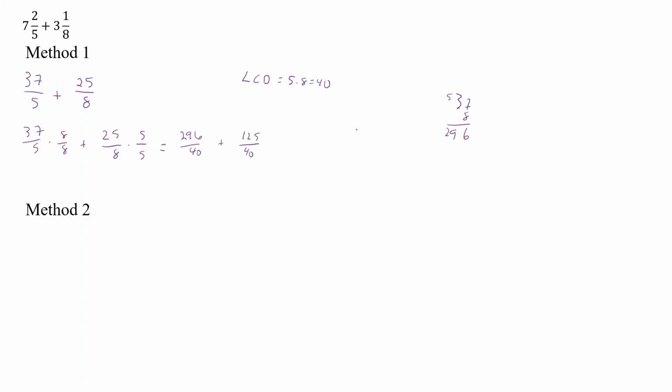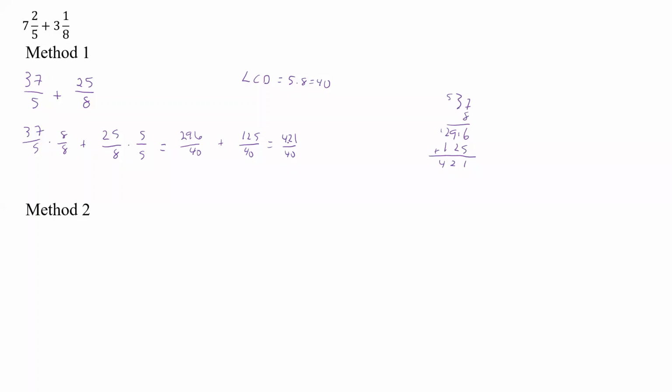Now we just have to add those two together. If we take 125 and add it to our 296, that's going to be 11. Carry 1, that's going to be 10, that's going to be 12. Carry 1, that's going to be 4. So we get 421 over 40. So that's our improper fraction.